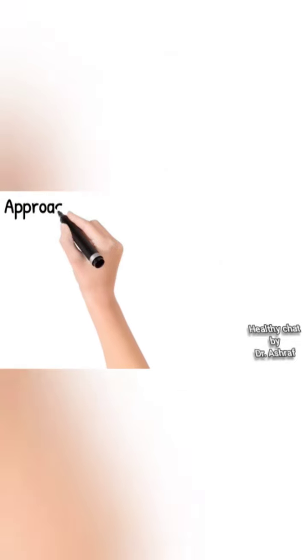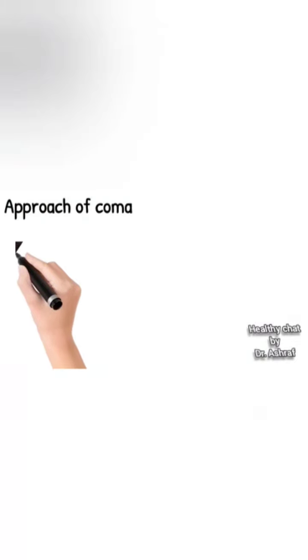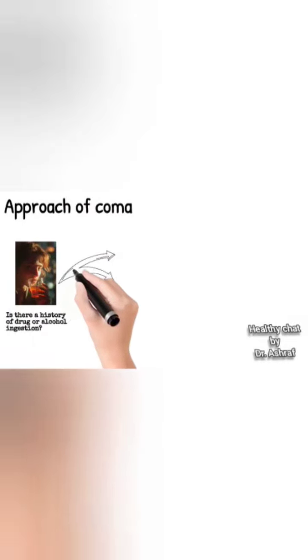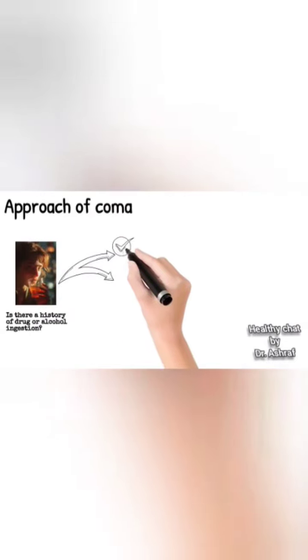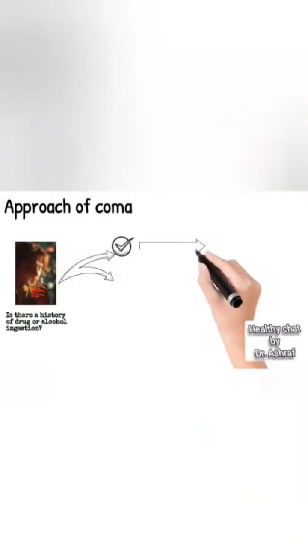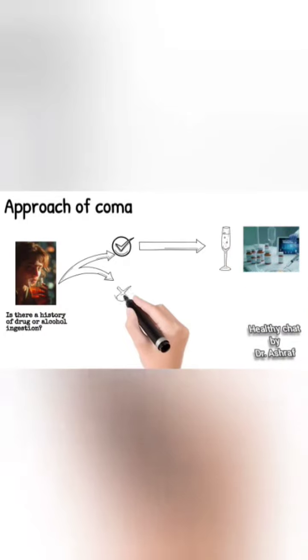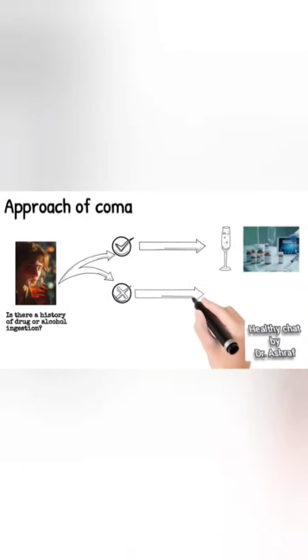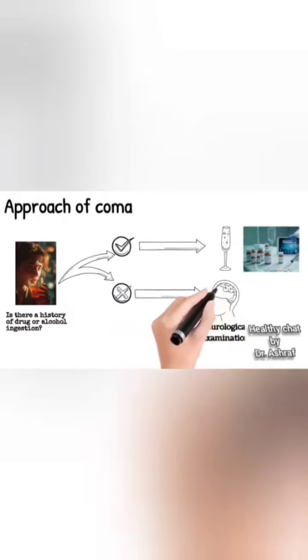We start at the bedside of an unresponsive patient. Our first critical question is about the history. Is there a history of drug or alcohol ingestion? This immediately splits our pathway. If the answer is yes, we consider conditions directly related to intoxication or withdrawal, such as alcoholism, delirium tremens, or opium poisoning. If the answer is no, we must proceed with a thorough physical exam to find the cause.